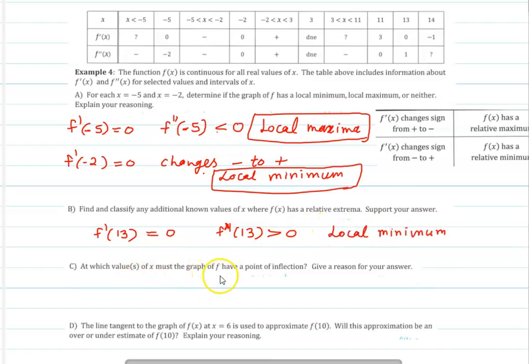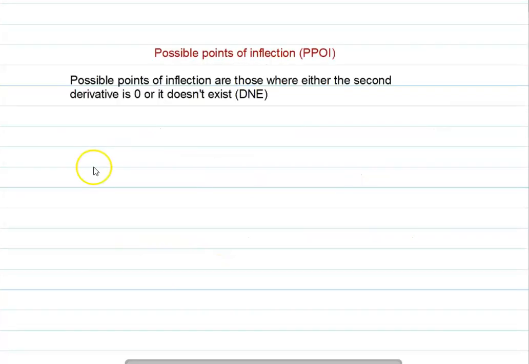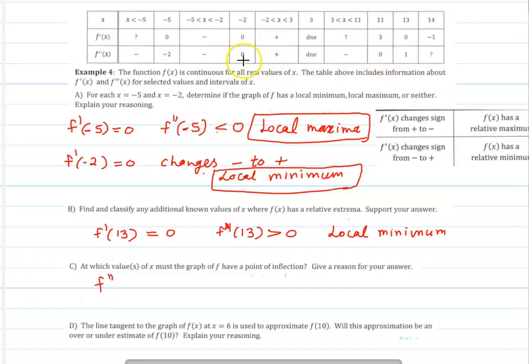For the next part, we need to find the points of inflection for the given function. We know that points of inflection are those where the second derivative changes from positive to negative or negative to positive. Before moving forward, we should know the possible points of inflection: those where either the second derivative is 0 or it does not exist. We have three candidates here: -2, 3 and 11.